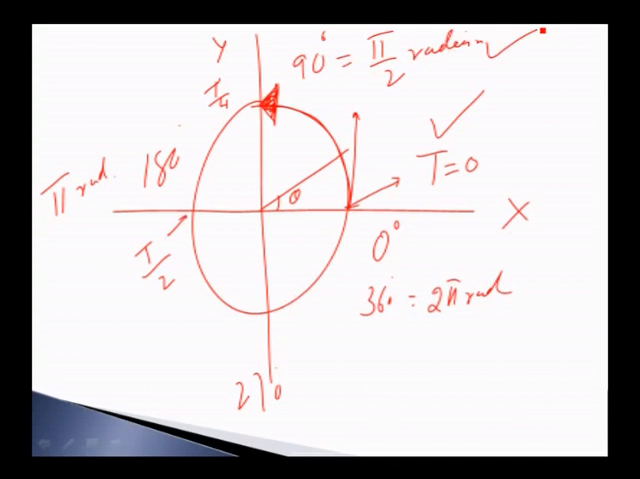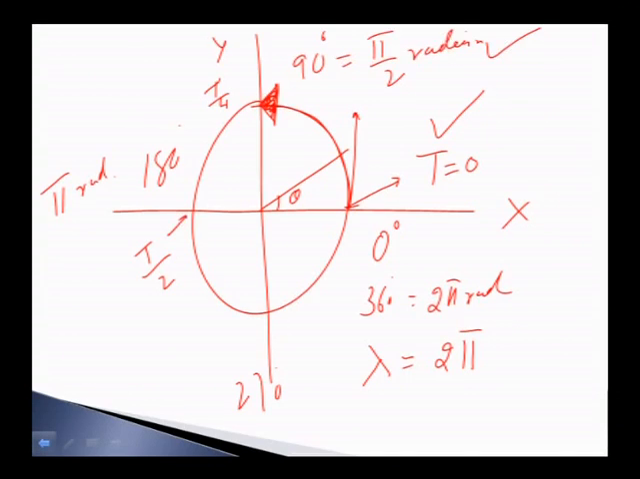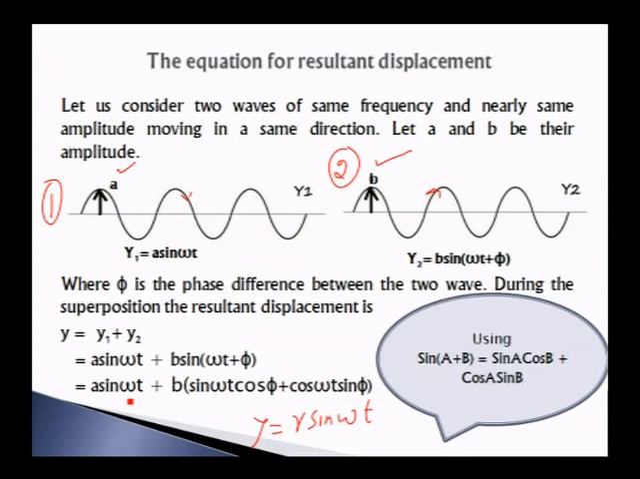To complete one round, it will complete one cycle. Let us say lambda is the distance travelled by the wave. In order to cover this lambda, it covers an angle of 2 pi radians. So this is the path difference, and the previous is the phase difference. You can have a relation: the path difference is equal to the phase difference multiplied by lambda divided by 2 pi. If you can remember this, so this is the meaning of the phase difference.